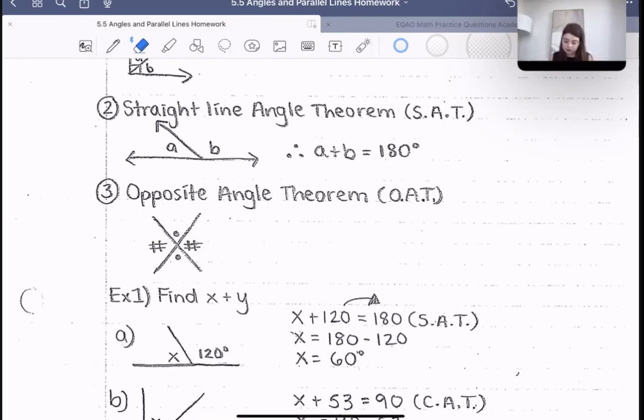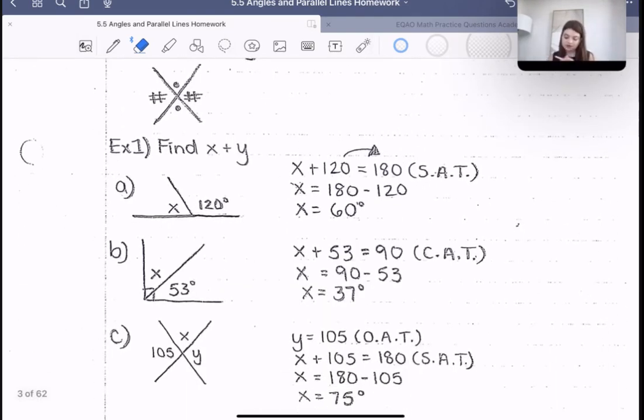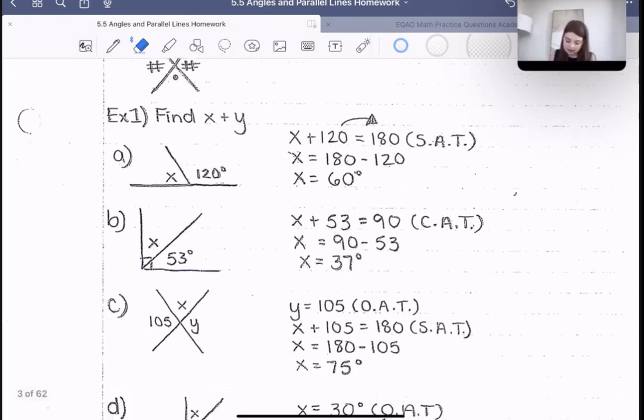So here are some quick examples they gave. Over here for A, we have a straight angle. We know that this part is 120. So what must the other part be? The other part must be 60 because together they must add up to 180. Same thing with B. They said, well, these two angles together, 53 plus x, must be 90 degrees. So therefore, x must be 37, right? Because 53 is already part of it, so there's 37 left to get to 90.